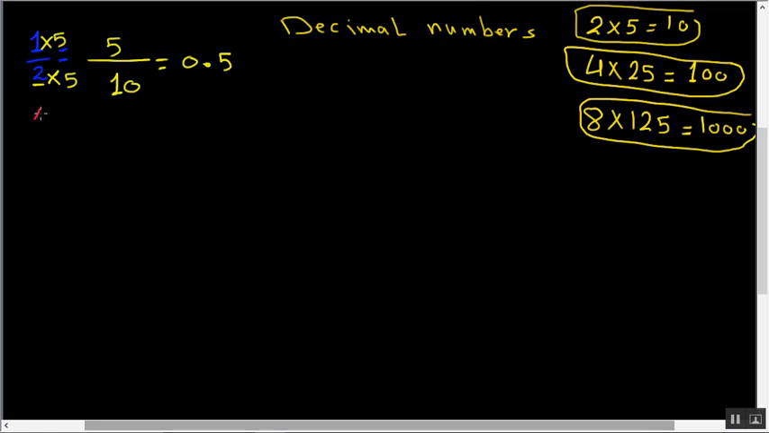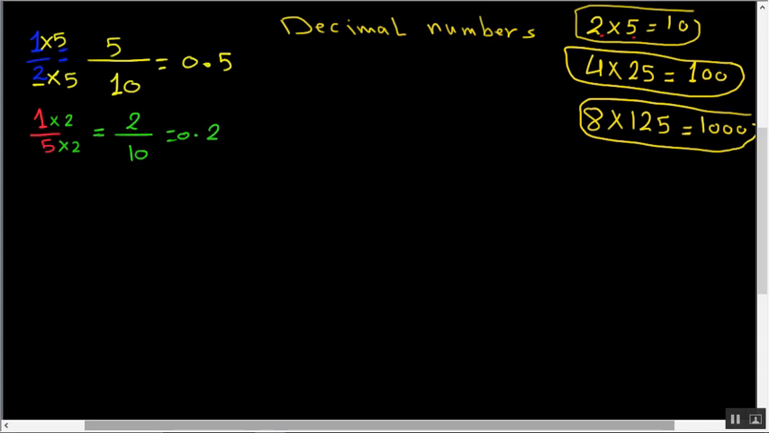Here is 1 over 5. We look every time at the denominator. Here we have 5. 5 to be 10, 5 times what to be 10? 5 times 2. So here we say 5 times 2, and here also times 2. 5 times 2 equals 10, and 1 times 2 equals 2. So 2 over 10 equals 0.2. So 1 over 5, the result equals 0.2.